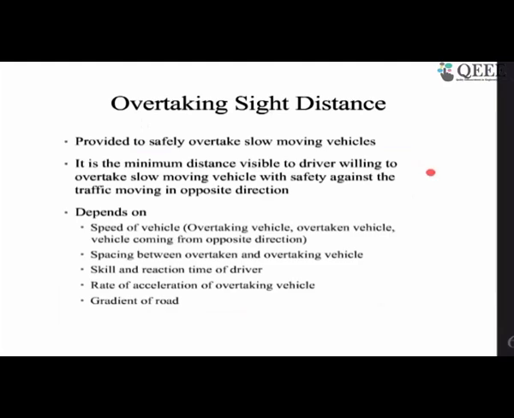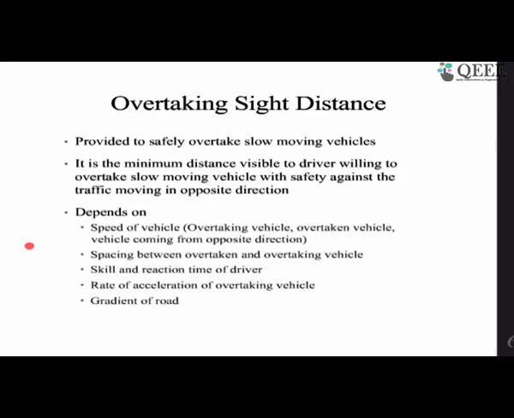Now the second part is the overtaking side distance. The overtaking side distance we need to provide in a highway, so that the slow moving vehicle can be passed by the high speed or the fast moving vehicle. And whenever we are doing this, we need to make sure that the complete operation takes place without any hazard. Means in a highway, a vehicle can come from the opposite direction. It should not get into a head-on collision in this state.